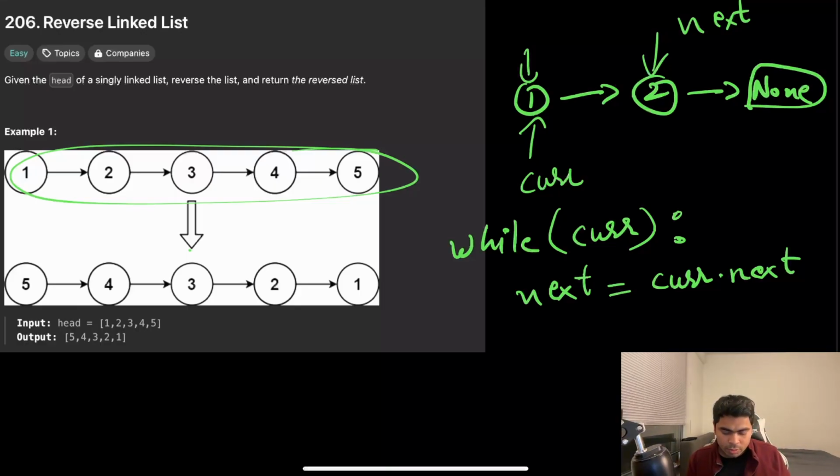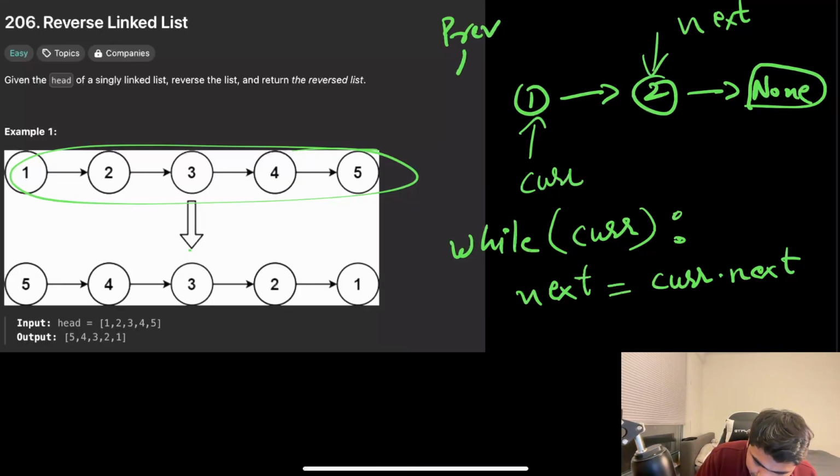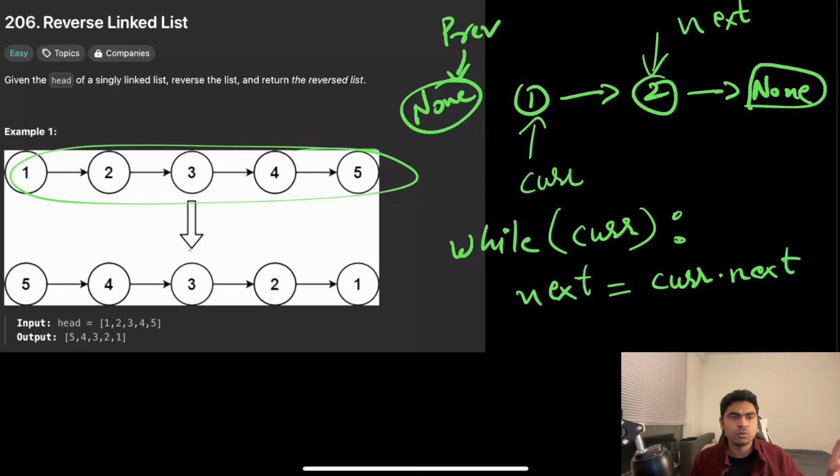But one more thing I want to do is have a previous pointer. Initially I'll make sure that my previous is pointing to, let's say, None. Now it's not attached to the list that we are trying to reverse right now, but let's just understand the logic.